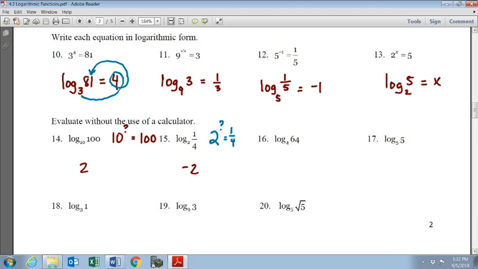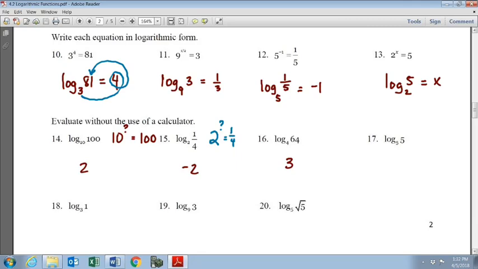And that would be negative 2. All right, so on number 16, I need to find an exponent that you put on a 4 to get 64, and that would be 3. So you can see this is why we have to know our exponent facts, because that's exactly what we're doing.